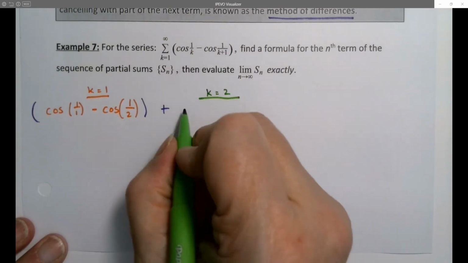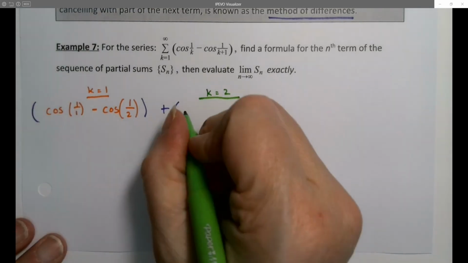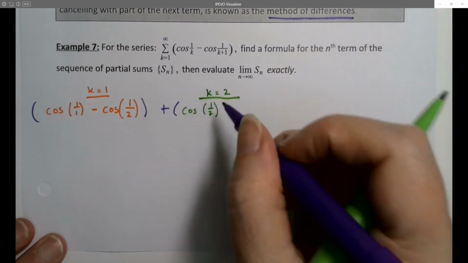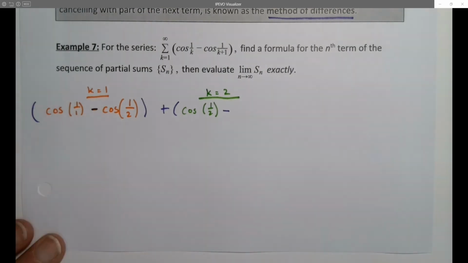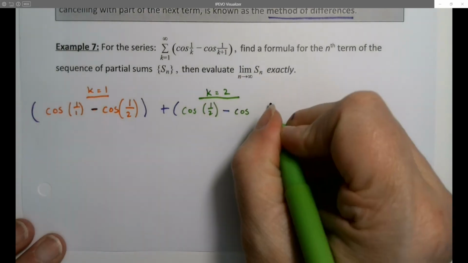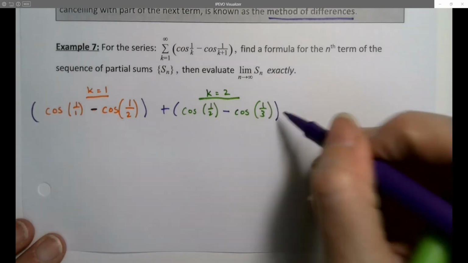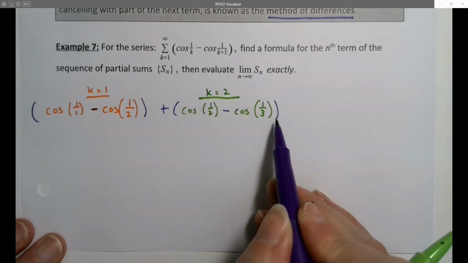Okay, so I'm going to put 2 in there. So that would be the cosine of 1 over 2 minus the cosine of 1 over 3, right? 1 over 2. 2 plus 1 is 3, so 1 over 3.